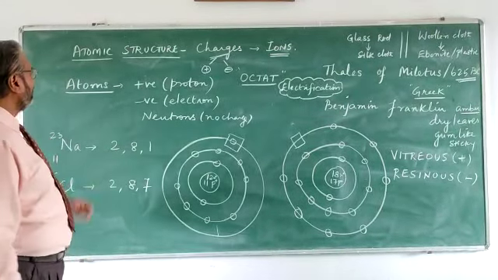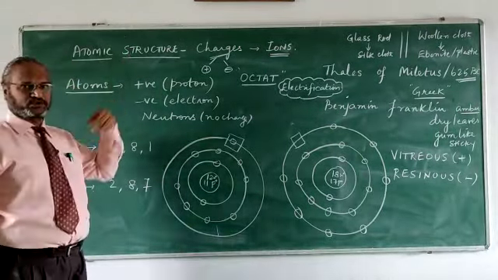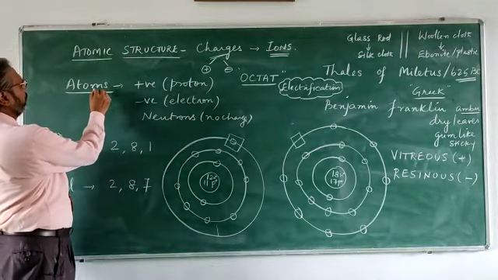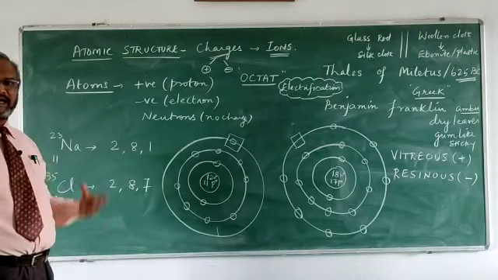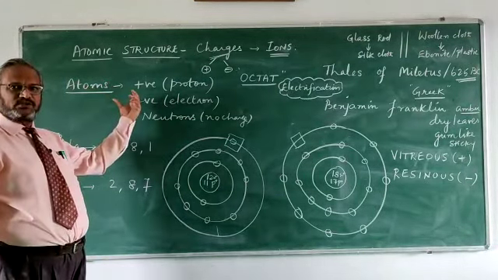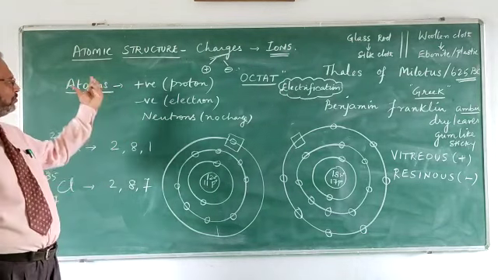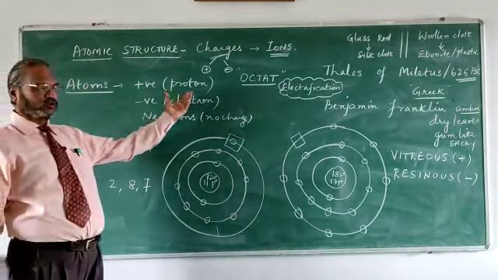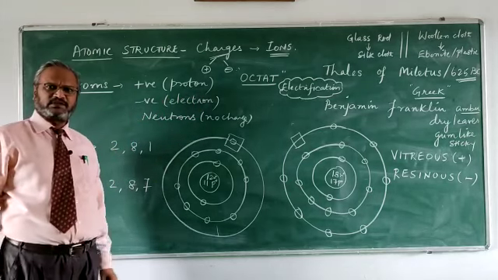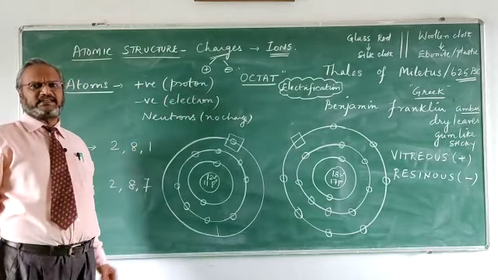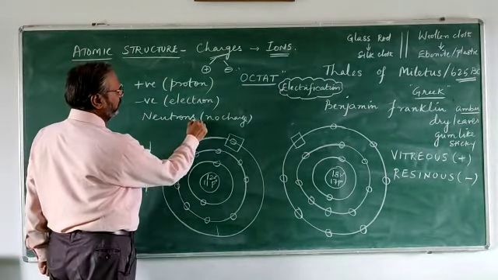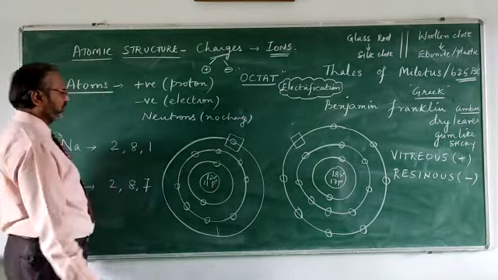Today, let us learn about atomic structure. Atomic structure is about atoms. Atoms consist of positive charges and negative charges. Positive charges are called protons and negative charges are called electrons. In addition to that, in the nucleus, you will find neutrons which do not have charge.